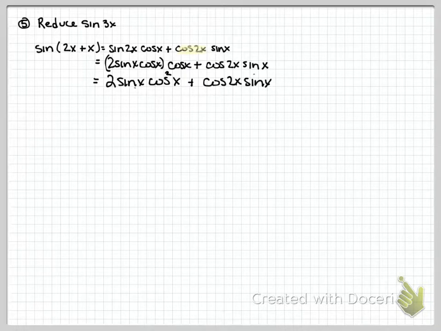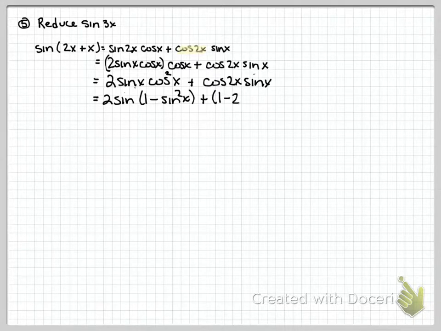Now, I want to get rid of the cosines. So, to finish simplifying, I want to end up with just sine. In the first part, the cosine squared, I could rewrite that as 1 minus the sine squared of x, plus, for the cosine of 2x, my double angle, that would be 1 minus 2 sine squared x times the sine of x. That doesn't look good.